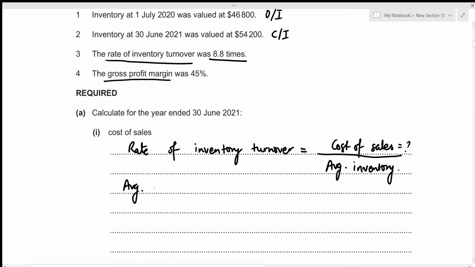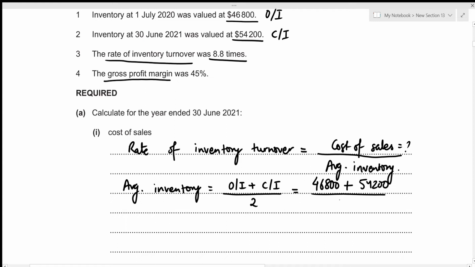So the formula for average inventory is opening inventory plus closing inventory divided by 2. So we already have the opening inventory right here, which has the value of 46,800. Then we have the closing inventory's value to be 54,200. Then we just divide it by 2. So our average inventory is going to be 46,800 plus 54,200 divided by 2, which gives the value of 50,500.